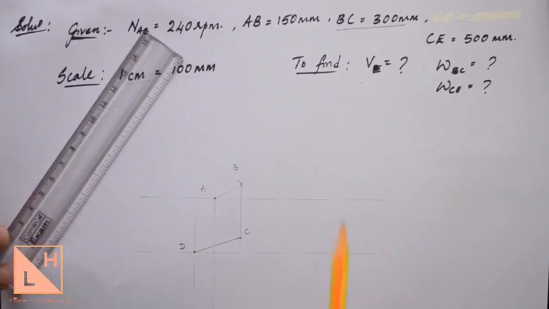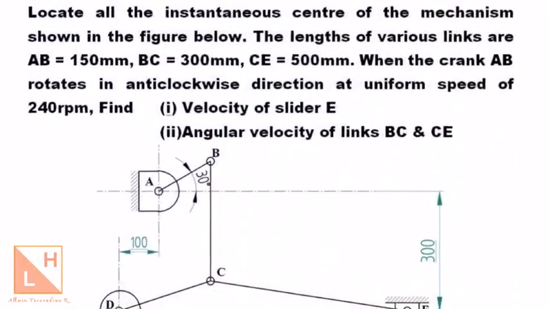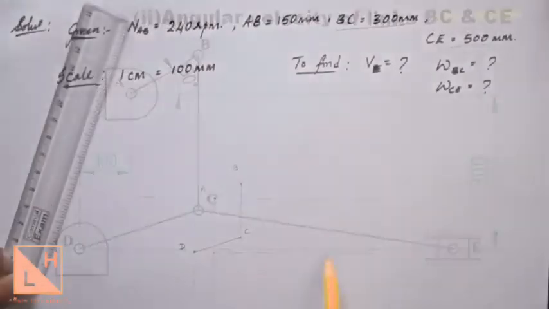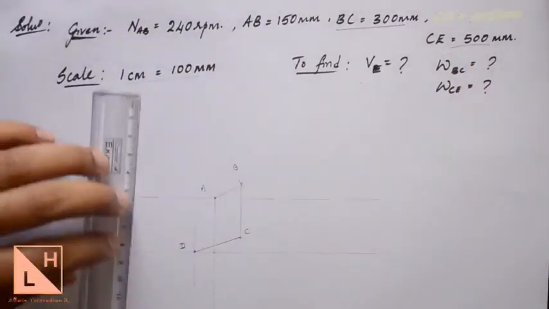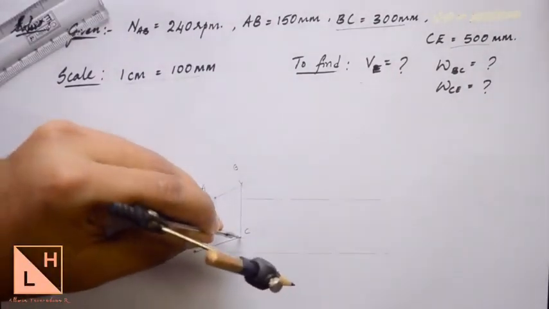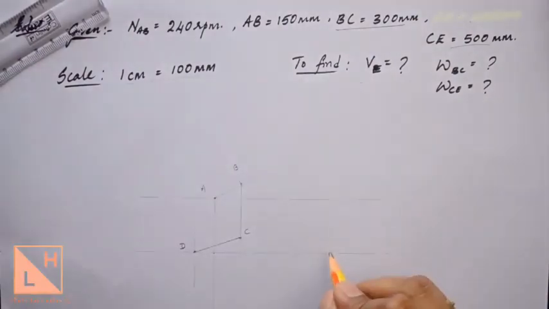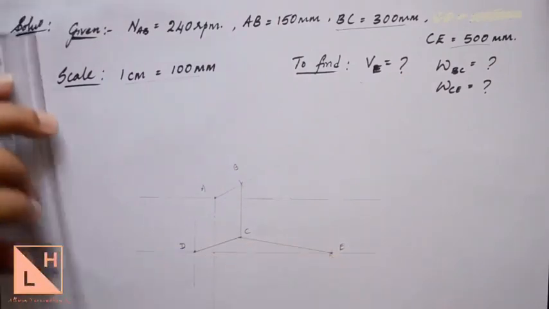The last link is CE. The length is given as 500 millimeters. If you refer to the given question, we get the point E on this horizontal axis on which point D is present. We know the length of CE, so according to our scale, we need to take it as 5 centimeters. Cut an arc on this horizontal axis line. Where it intersects, that will be the slider E. Join C to E, that will give us the link CE.